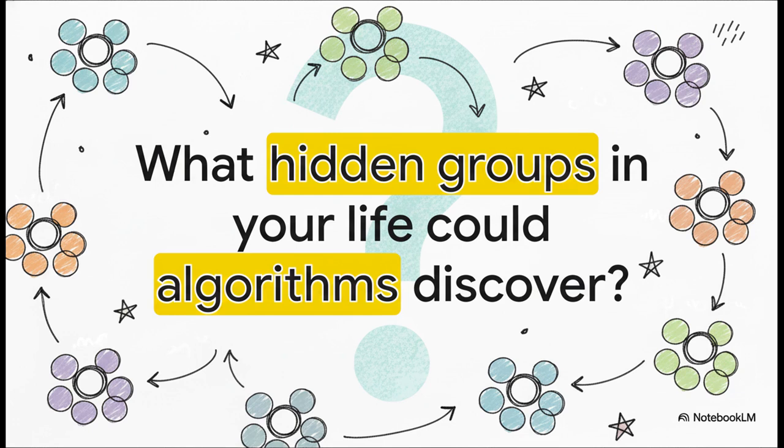As we generate more and more data every single day, what hidden groups are just waiting to be discovered in our own lives? What kinds of patterns at work, in our communities, maybe even in our own personal habits, could an algorithm like k-means finally help us to see?